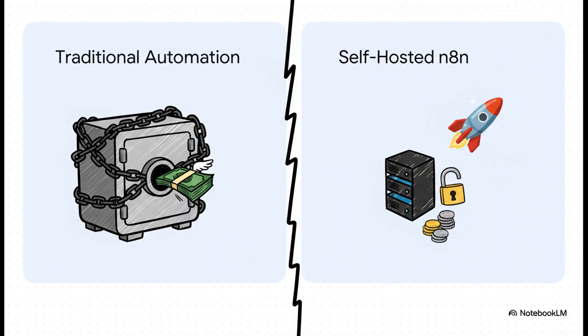So right off the bat, let's just frame the whole situation. On one side, you've got your traditional automation platforms. Yeah, they're powerful, but man, they can come with some high monthly costs, and you're kind of locked into their way of doing things. But on the other side, you've got a self-hosted tool like n8n, which just completely flips the script, giving you super low costs and total complete control.